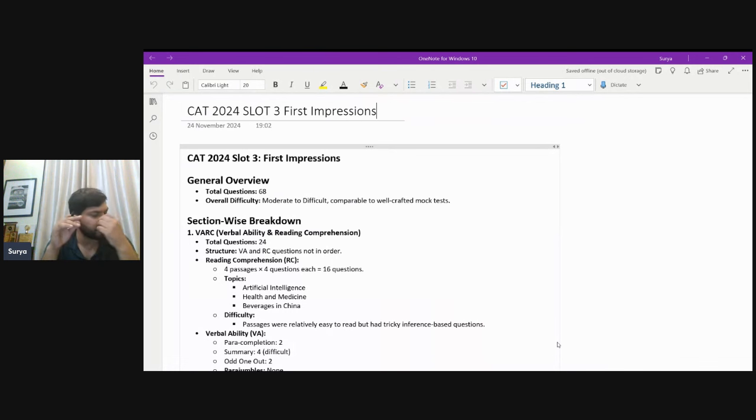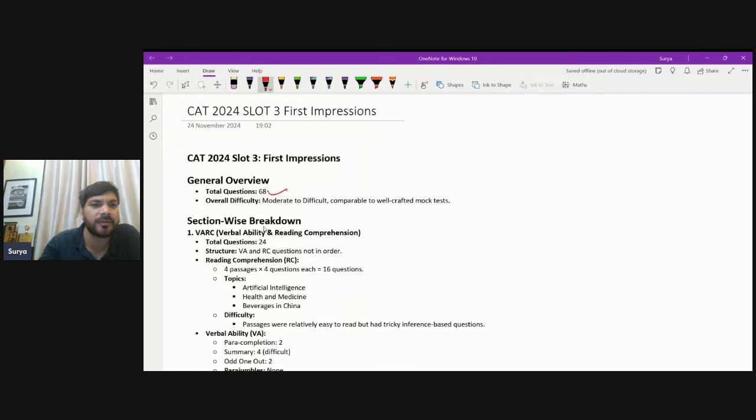So a general overview, exactly like what it was in slot 1 and slot 2, we had 68 questions. Two additional questions from last year in the DILR section. Overall difficulty level, it was moderate to difficult, comparable to any well-crafted mock test. In fact, easier than that in some of the cases.